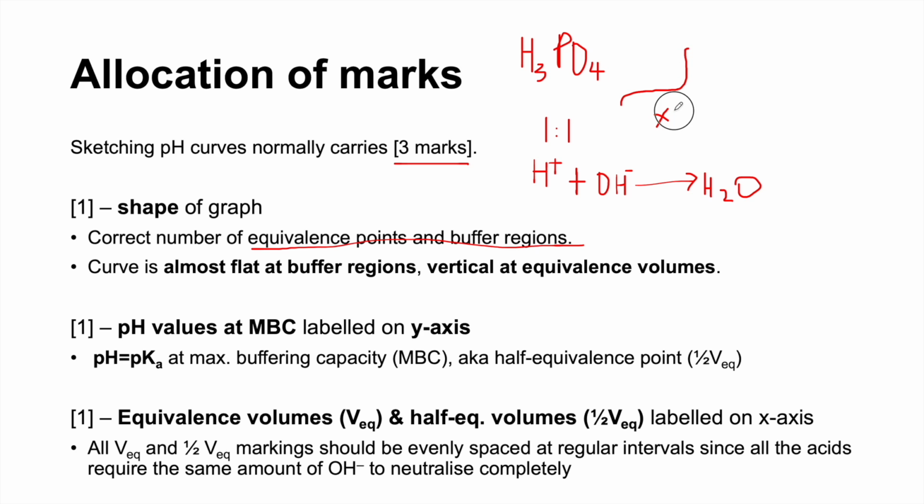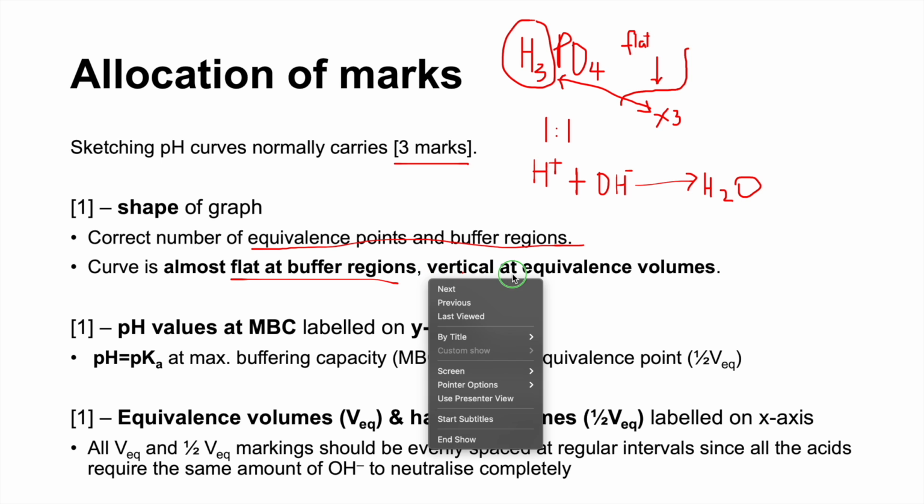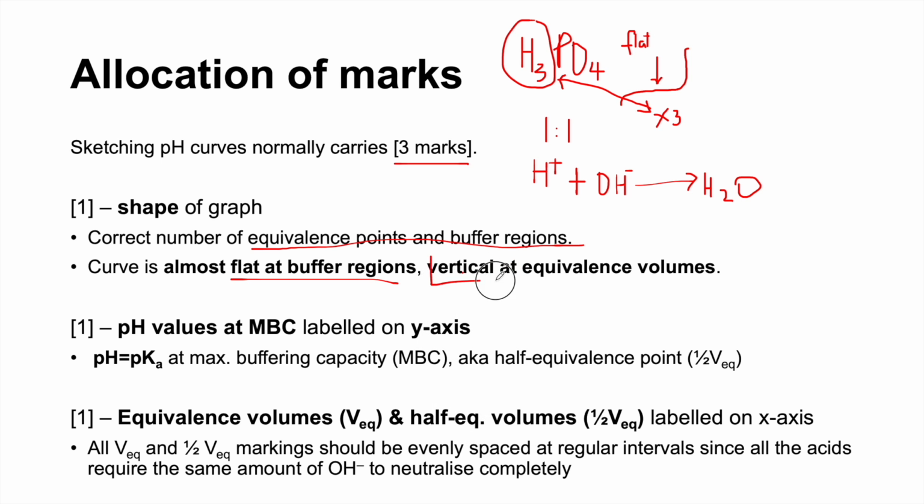because I have 3 hydrogens here, as you can see, and that's why I need 3 equivalence points and 3 buffer regions. And as I've shown here, the curve must be flat at buffer regions, really gently sloping, flat. And then it must be vertical at the equivalence volumes.